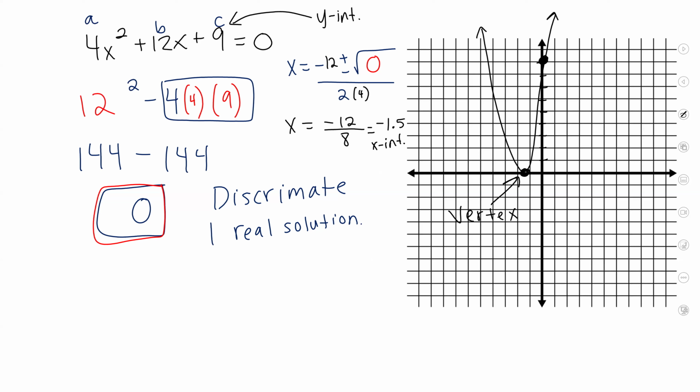However, we can show that as well. So your b value is 12, so we're going to do negative b over 2a. Negative b is negative 12 over 2a would be 8, which is negative 1.5. That's what we just got. And if you plug that in, you'll get 0. So the vertex and your x-intercepts are the same in this problem.